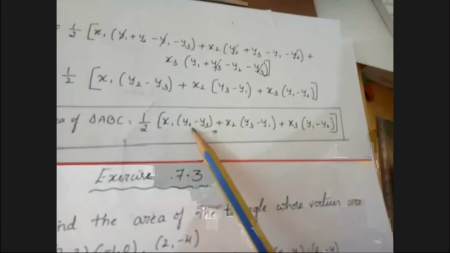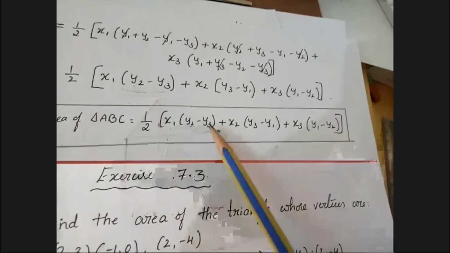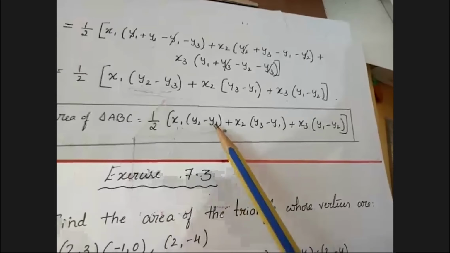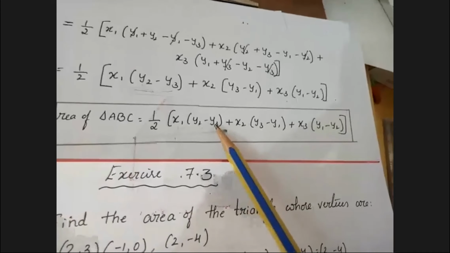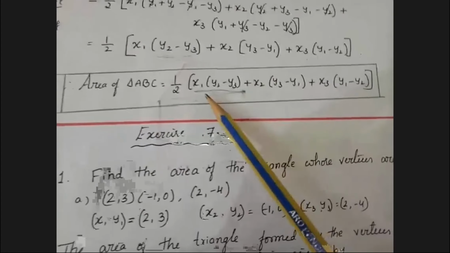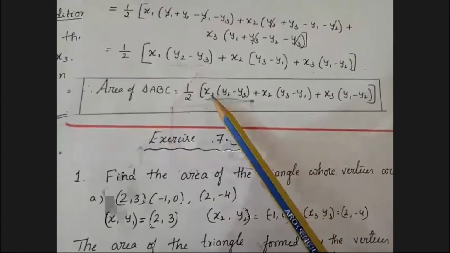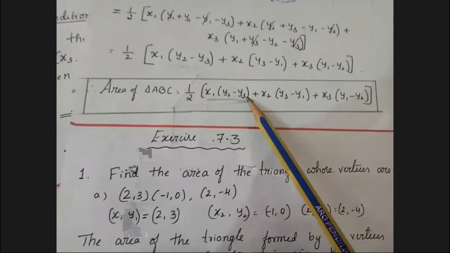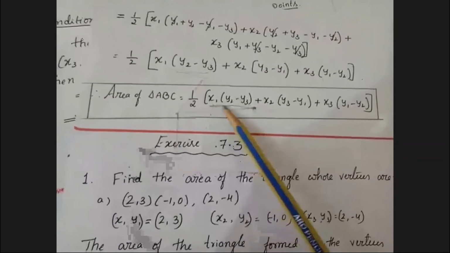Here x1, y2, y3: 1, 2, 3. x1 into y2 minus y3. If you remember only this first term, these remaining two terms will be very easy. I'll repeat once again: if you remember only the first term, x1, y2 minus y3, 1, 2, 3, it is in order.